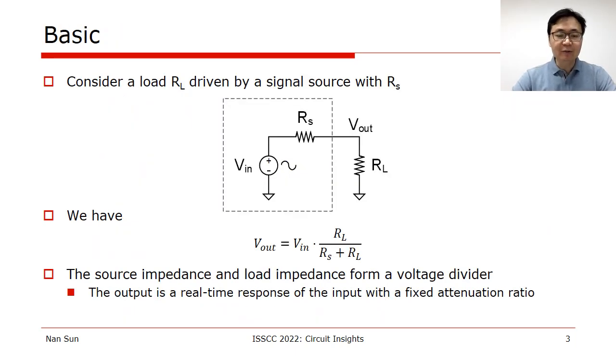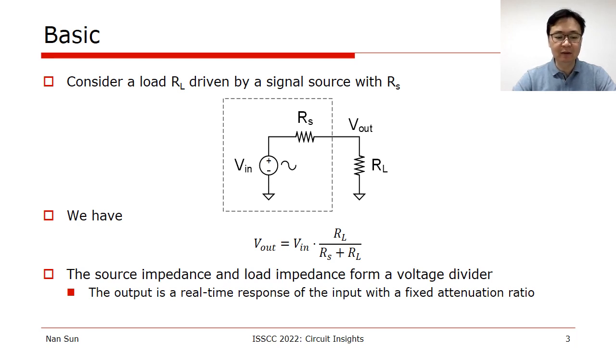So let's get started with a very simple circuit. Consider a resistive load RL driven by a signal source with a source impedance Rs. We can easily get the relationship between the output and the input. That is, Vout equals Vin times RL divided by the sum of Rs and RL. The source impedance and load impedance form a voltage divider, and the output is a real-time response of the input with a fixed attenuation ratio. So the behavior of this circuit does not depend on frequency.